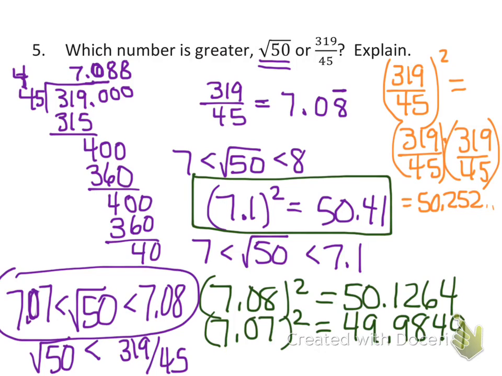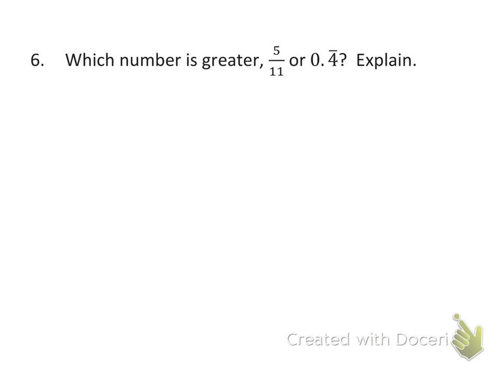So this number here, this rational number, what I did was basically I squared both of them, right? The square root of 50 squared is 50. The square root of 319 over 45 squared is 50.252, so it's bigger. So that's just another confirmation that the square root of 50 is less than 319 over 45. Okay, so that one was a little more involved. Let's look at another one.